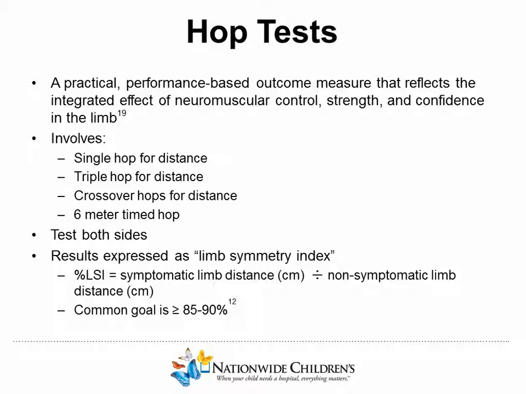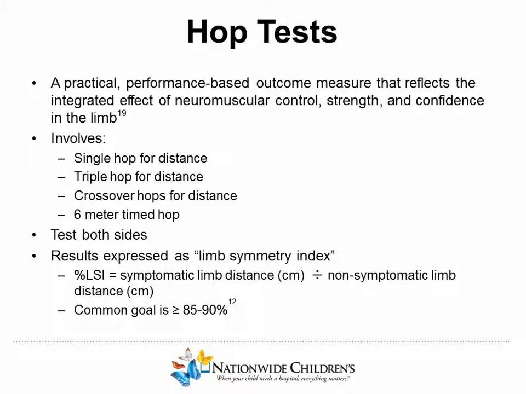So if you're not familiar, it's just going to be that single hop for distance, triple hop for distance, a crossover, and then a 6-meter timed hop for distance. Oftentimes beginning with that single hop for distance, making sure they can tolerate it. Again, demonstrate good jumping and landing mechanics. And looking for that 85 to 90% limb symmetry index from side to side.